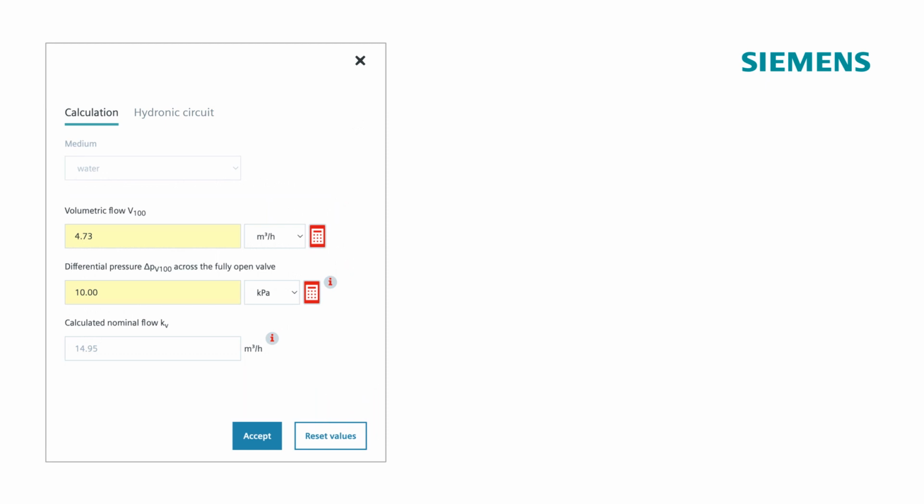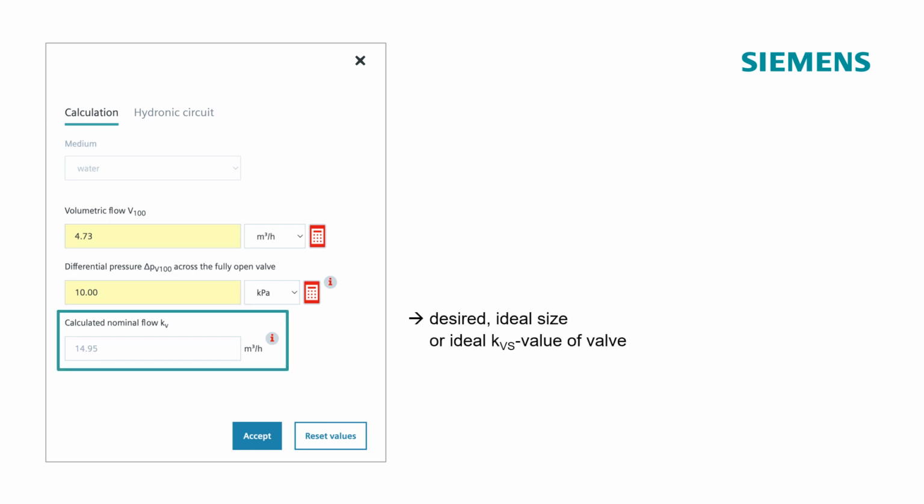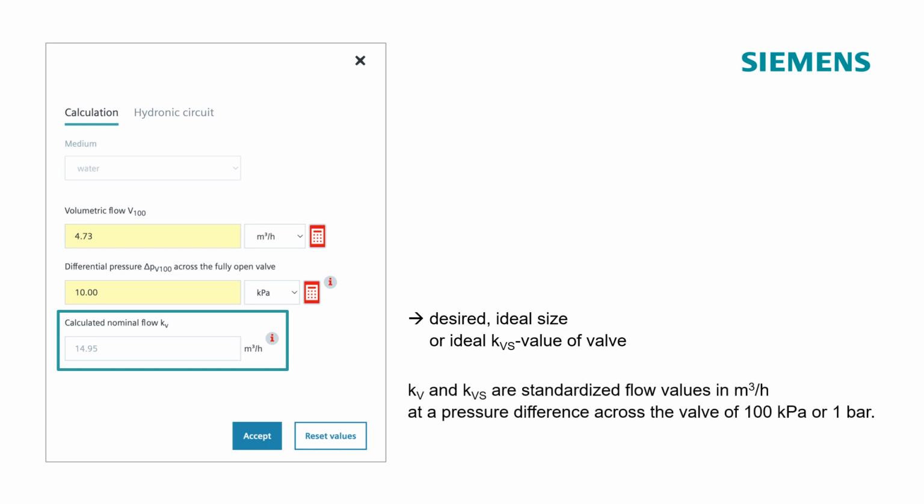Based on the volumetric flow and the desired pressure difference across the valve, delta PV 100, the calculated nominal flow kV is determined. This means the desired or ideal size, or the ideal kVS value, of the valve. The kV value, and also the kVS values, are standardized flow values at a pressure difference across the valve of 100 kPa, or 1 bar.